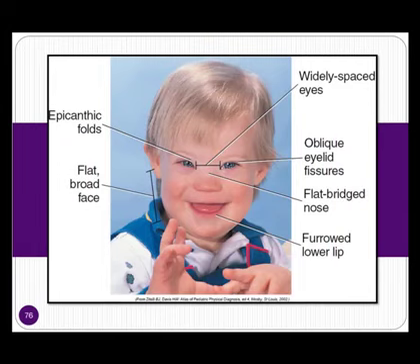Now this you should be able to readily identify as features of a patient with Down syndrome. So make sure that you're familiar with the features of Down syndrome.